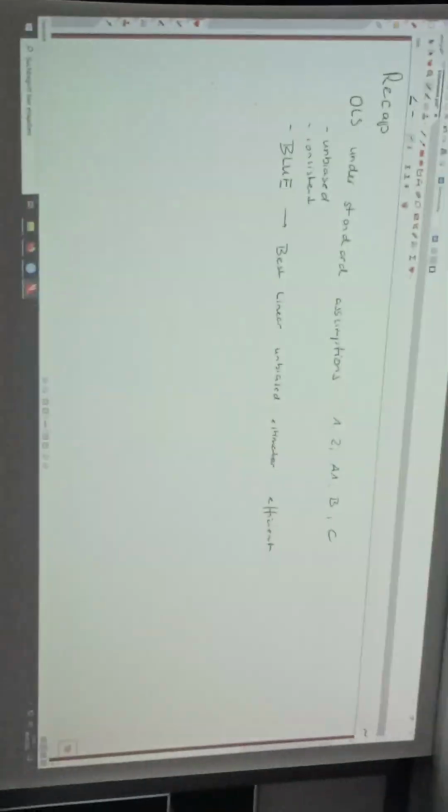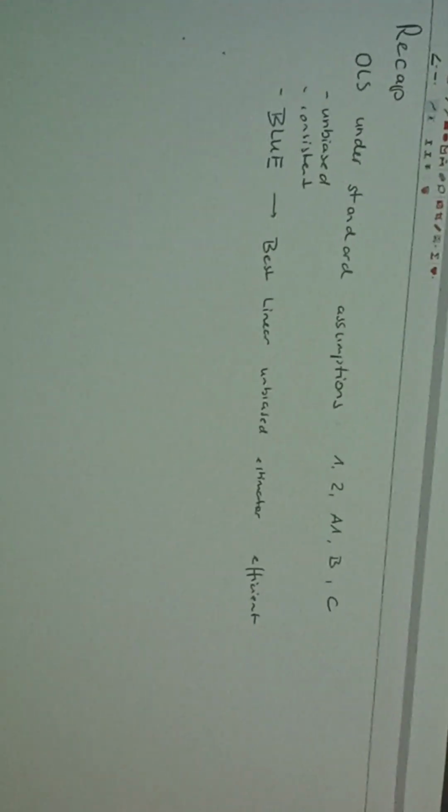So that's good. What happens when we have A2 instead of A1, so that we don't have strict exogeneity anymore, but weak exogeneity?